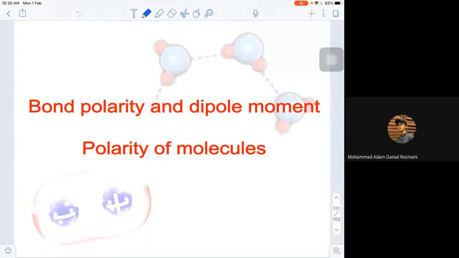Want to move to the new subtopic, which is the polarity of the molecule. We have learned the polarity of the bond before, and now we want to continue with the polarity of the molecules. So this polarity of the molecules actually arises from a polar bond.